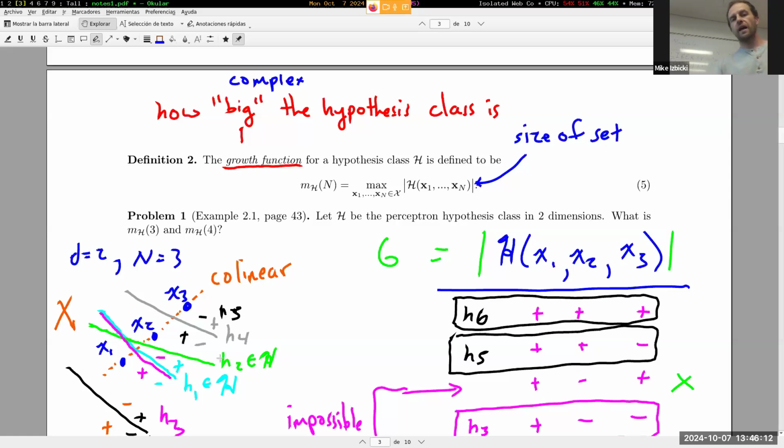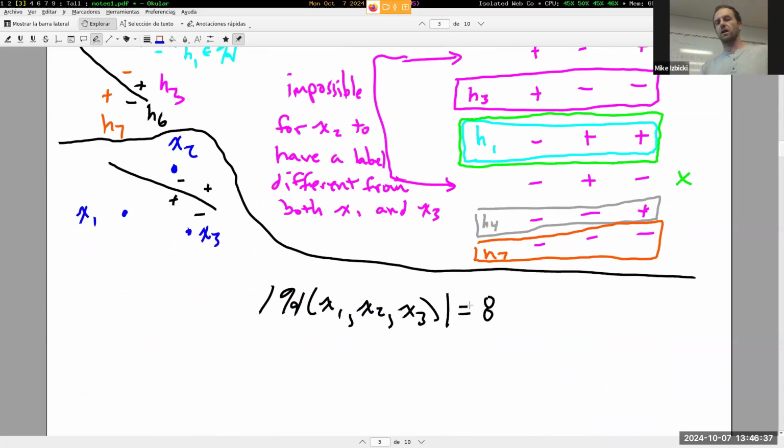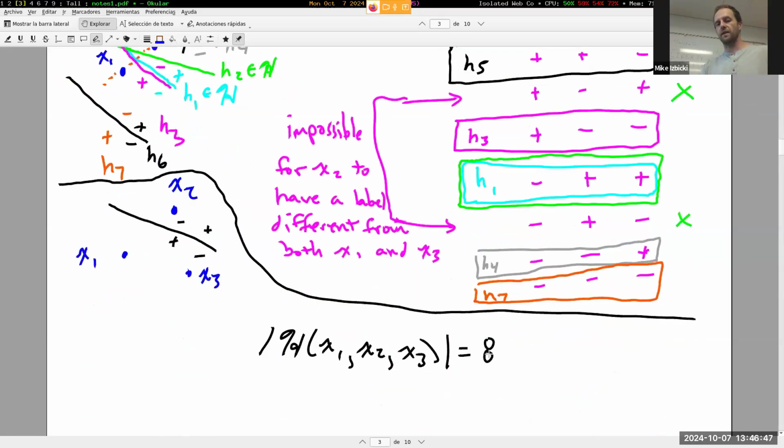And the growth function m sub h of n is the largest possible dichotomy that you can create on size n. So in this case, m sub h of 3 would not be equal to 6, because we found a data set that had a larger growth function. We found that the size of this dichotomy is equal to 8. And so it can't possibly be 6, it has to be at least 8.